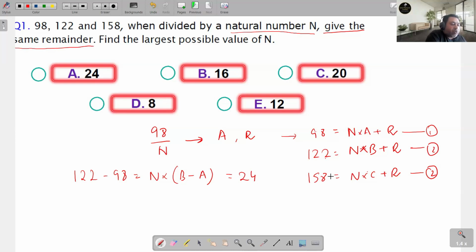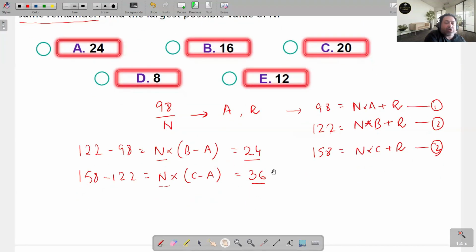And similarly, if we take equation 3 and subtract equation 2, we'll get 158 minus 122, and that will give us n times c minus b, and the r's will cancel out. And that is equal to 36, which means that n is a factor of both 24 as well as 36, because n times some integer is 24 and n times some integer is 36. For the largest value of n, we need to find the largest common factor of 24 and 36, which is the HCF.